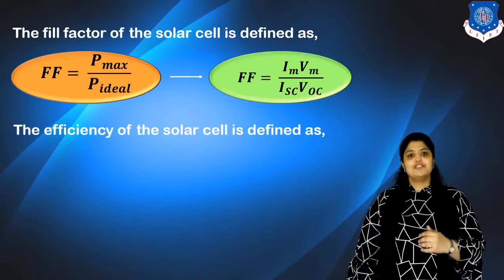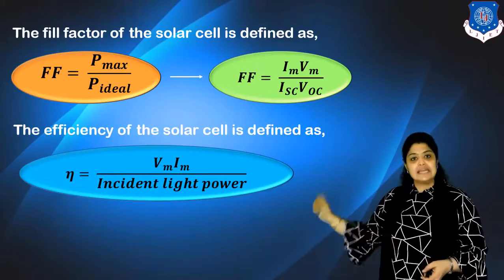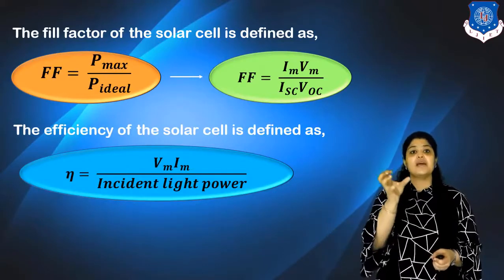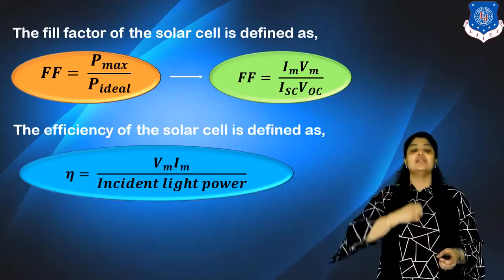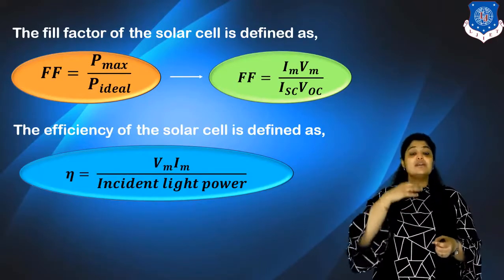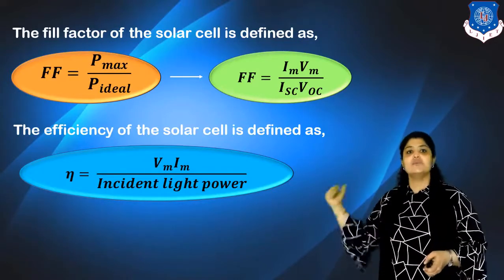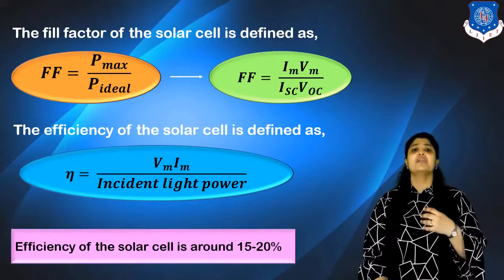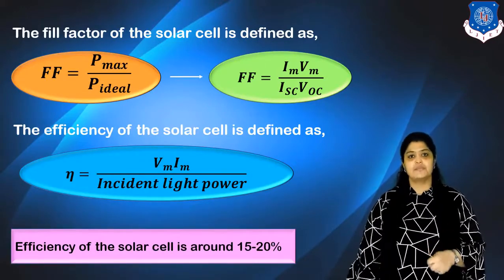Now let's see the efficiency of solar cell. So efficiency of the solar cell is defined by eta equals VM IM, meaning the maximum or the practical power from the solar cell upon the incident power. What is the ratio between the power generated upon the power incident is the meaning of efficiency. Efficiency of solar cell is around 15 to 20%.